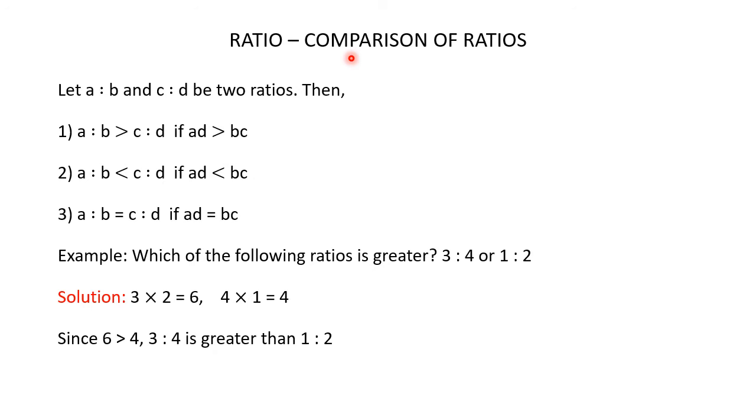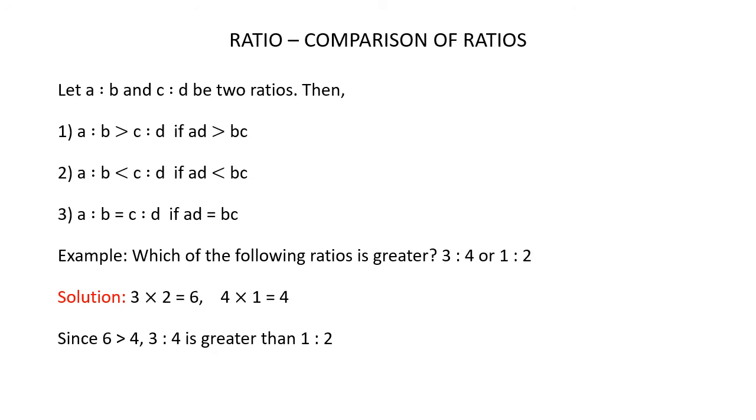Let's learn how to compare ratios. Let A is to B and C is to D be two ratios. Then A is to B is greater than C is to D if AD is greater than BC. A is to B is less than C is to D if AD is less than BC. A is to B is equal to C is to D if AD is equal to BC.